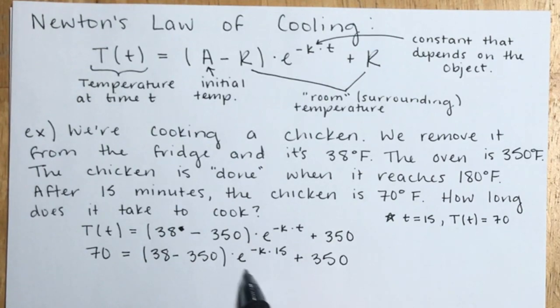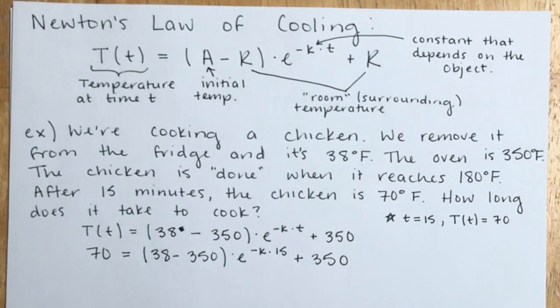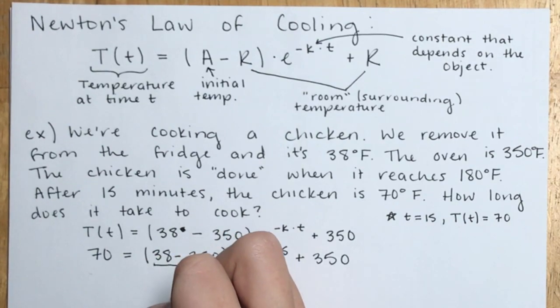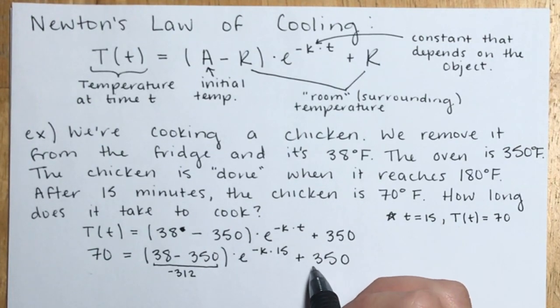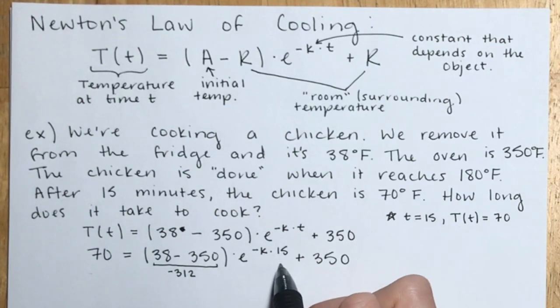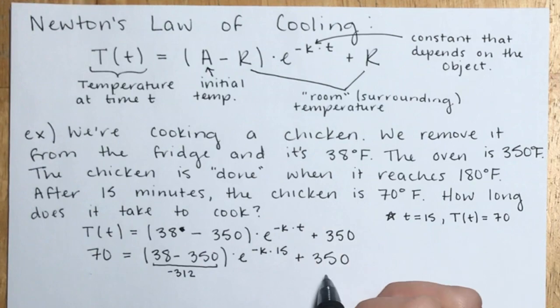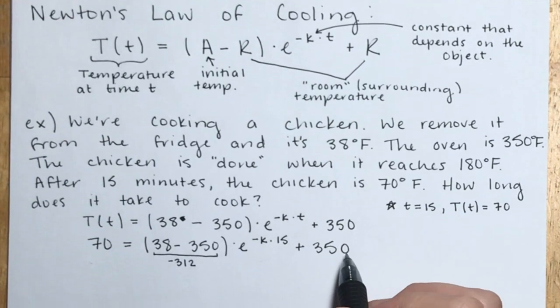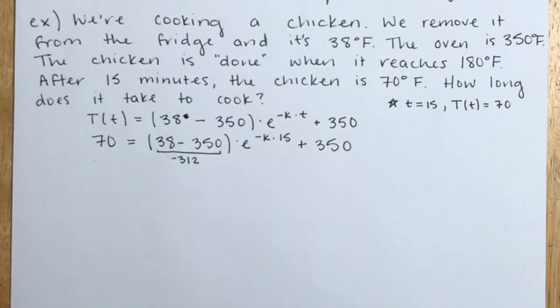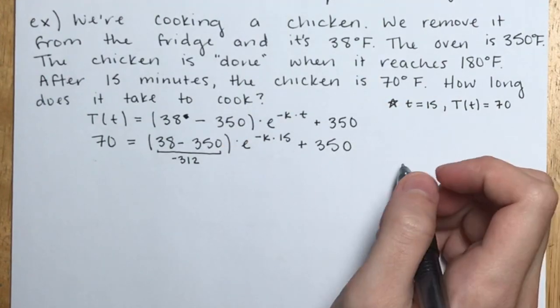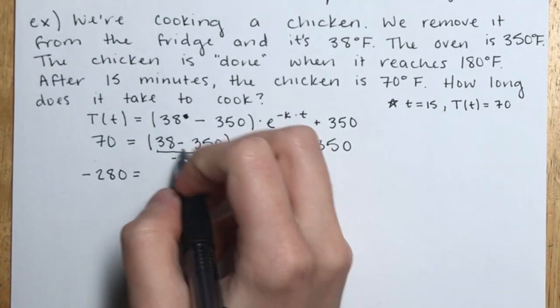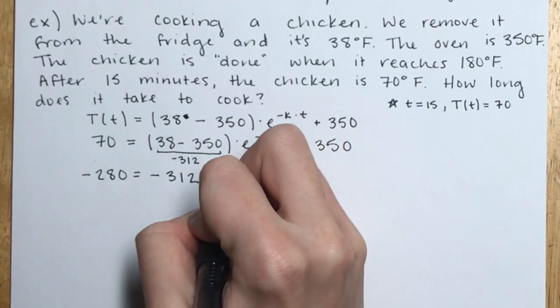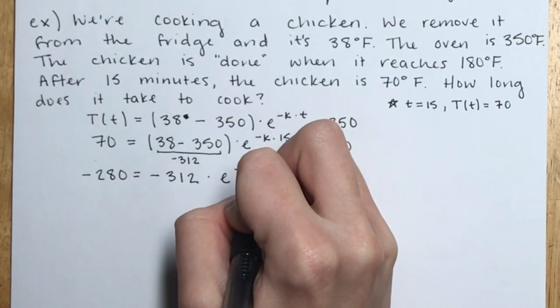So this time we've got a little bit more to do than normal. We know we want to combine these guys. So 38 minus 350 gives us negative 312. In order to isolate this exponential function, we've got to get rid of everything that's multiplied to and added to it. So let's subtract by this 350 first. So 70 minus 350 is negative 280. So we're subtracting this guy over. This guy again is equal to negative 312 times e to the negative k times 15.